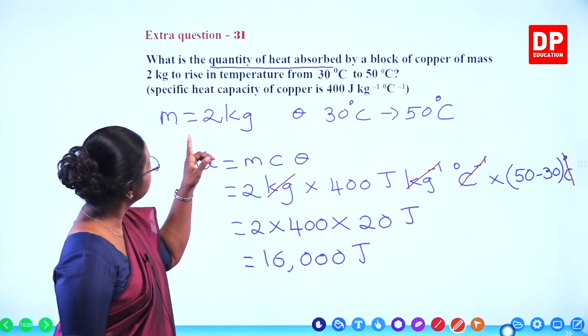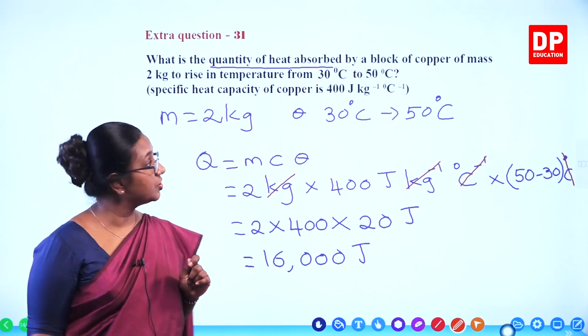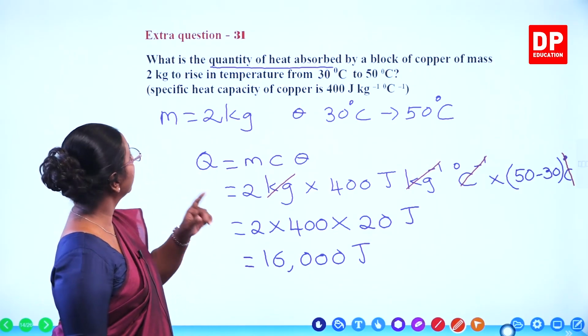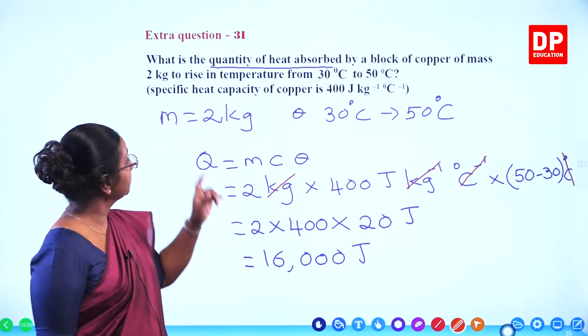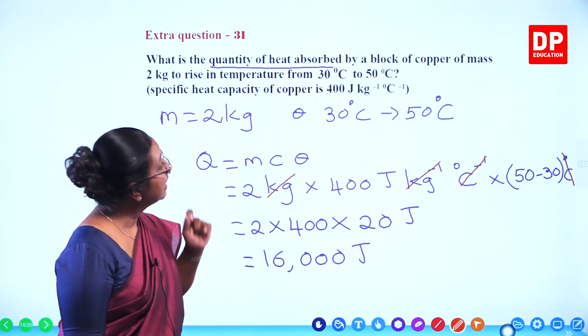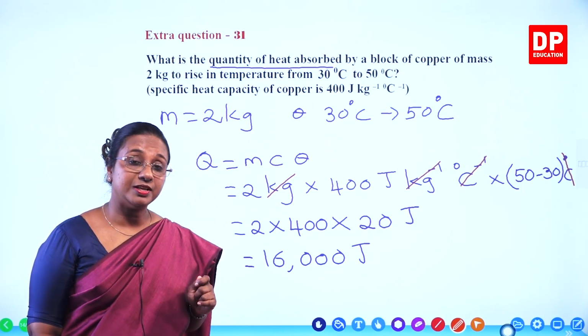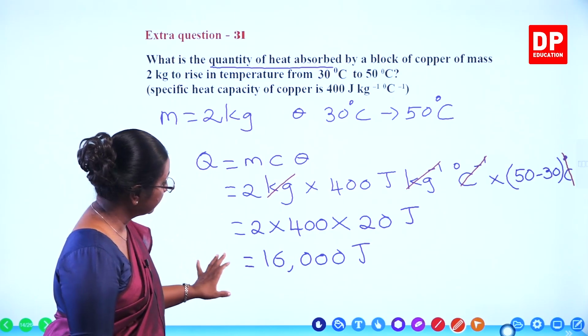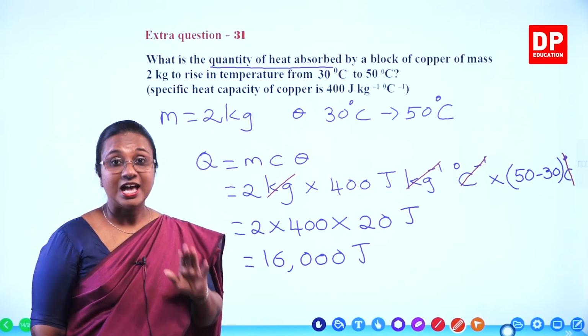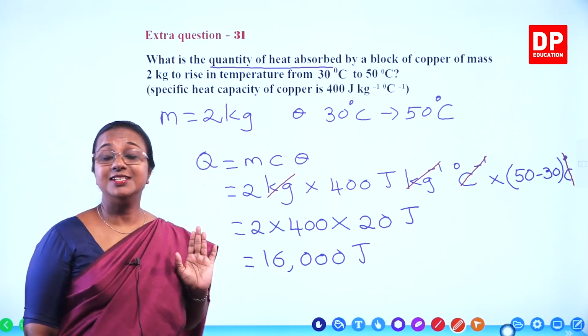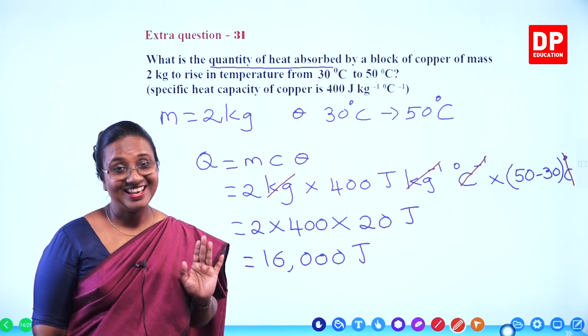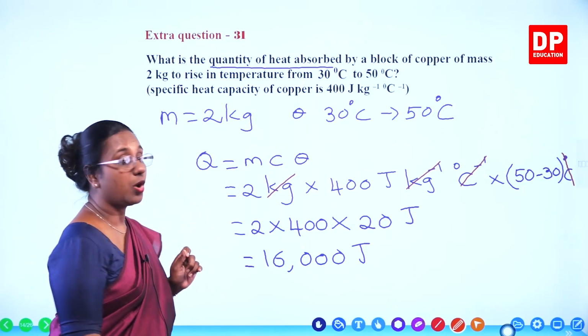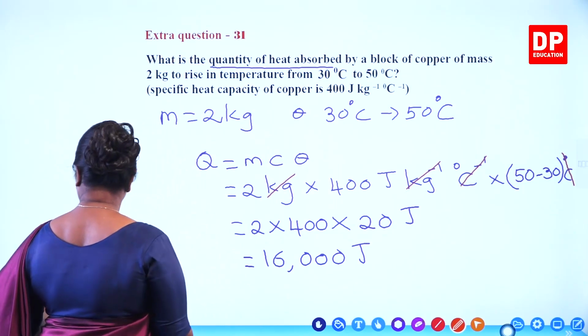So, that is the quantity of heat absorbed by a block of copper of mass 2 kilograms to rise in temperature from 30 degrees Celsius to 50 degrees Celsius. So, that is a direct calculation. I am sure, students, you also did this calculation correctly. So, with that, I will move on to the next question.